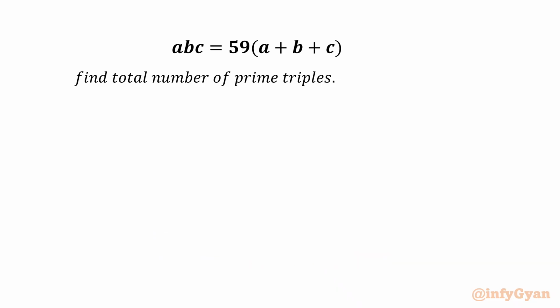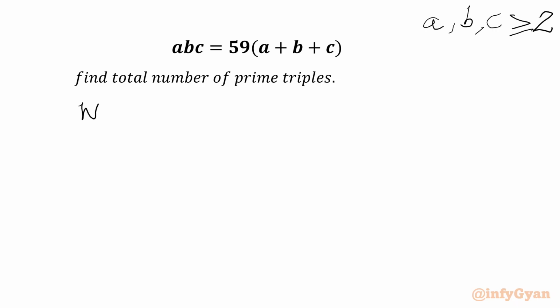We have to find the total number of prime triples for ABC equal to 59 times (A plus B plus C). So we have A, B, C prime numbers. If we talk about prime numbers, they are numbers which are divisible only by 1 or the number itself. So we can write conditions on A, B and C. Numbers must be greater than or equal to 2, because 2 is the very first prime number in mathematics.